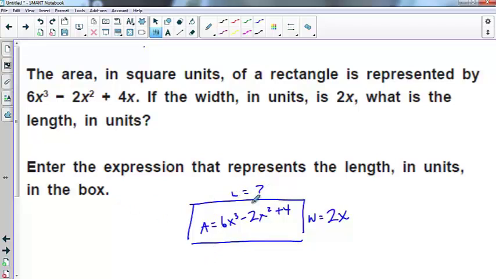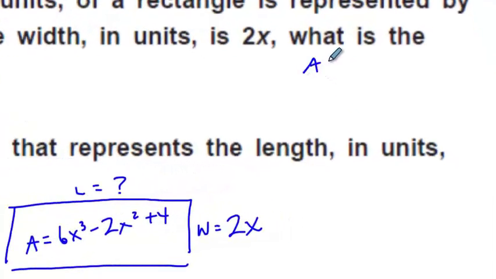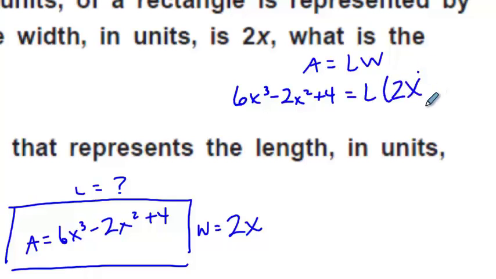Okay? How do I find the area of a rectangle? Length times width. That's right. So that means that 6x to the third minus 2x squared plus 4x equals L times this 2x, whatever the length is. You agree with that? So to get L by itself, what would I have to do? Divide by W. I divide by this 2x. When I divide by 2x, that's the same as factoring. If I take 2x out of all of this, what am I left with?